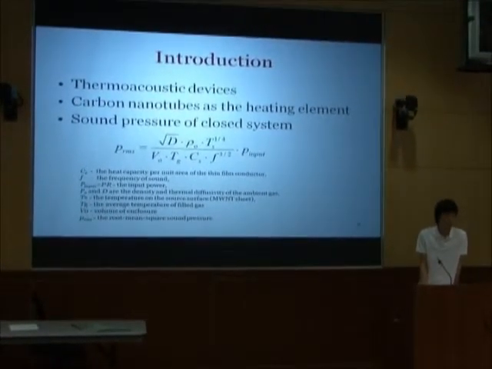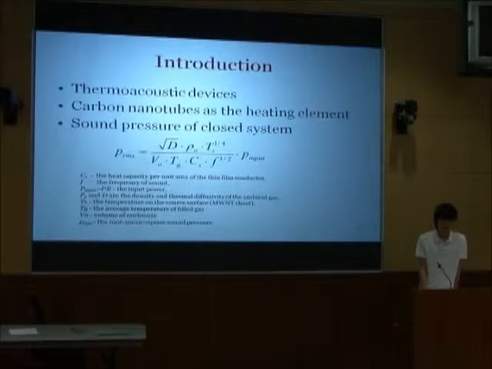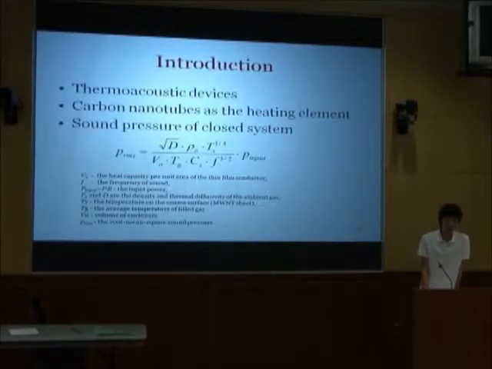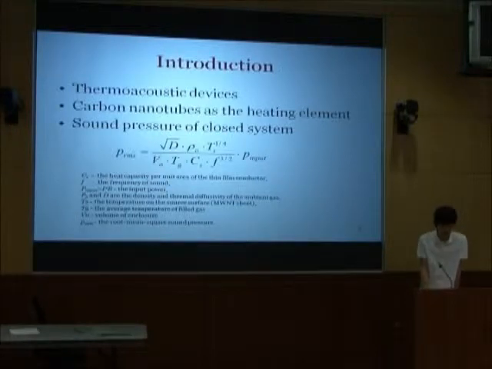But thermoacoustic devices use heat to induce sound waves, so there are no moving parts or anything. Thermoacoustic devices act as heat engines. Basically, they use heat to do mechanical work, and in this case, it's generating sound waves.